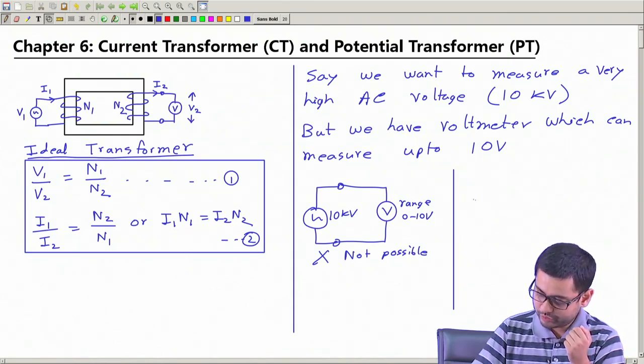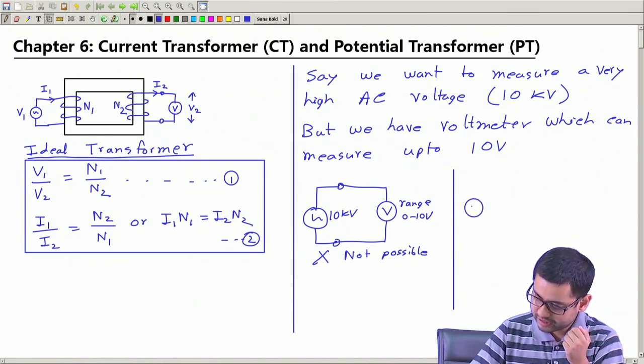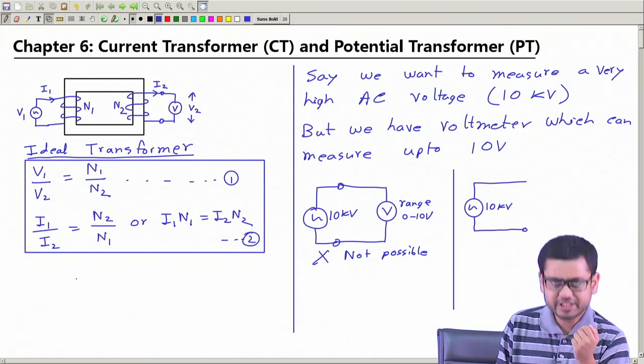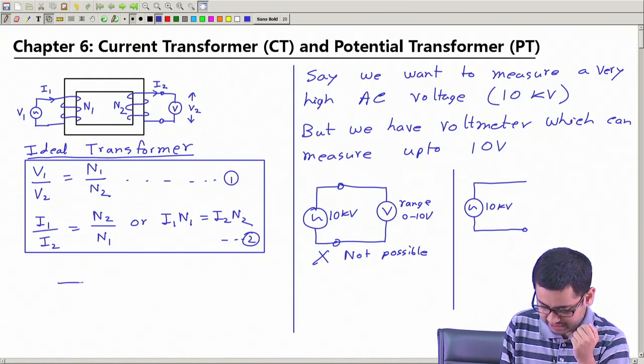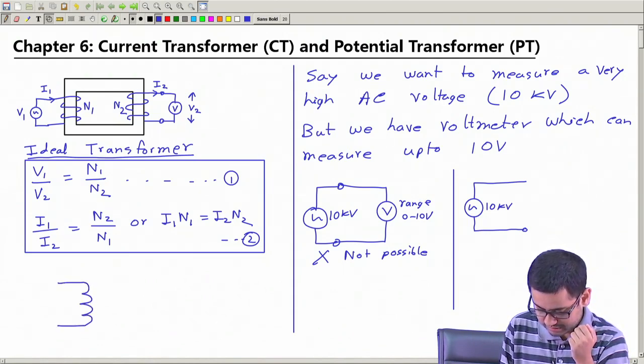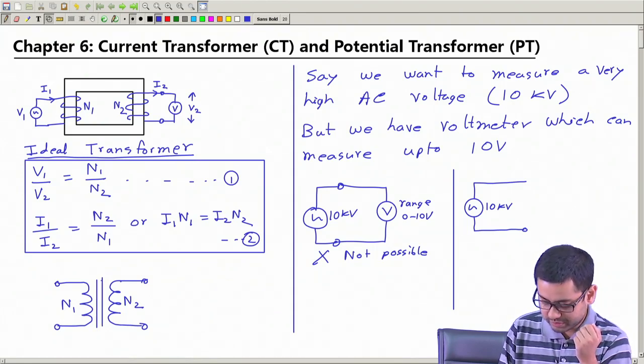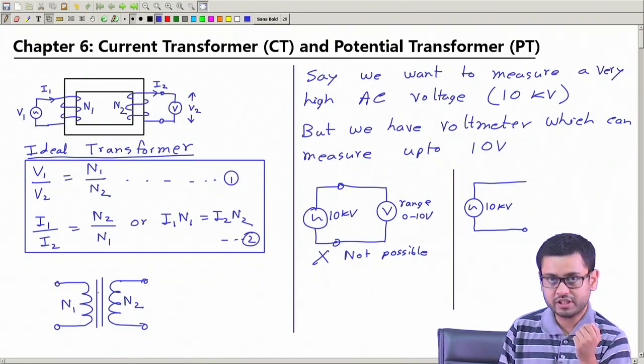So, what we can do? This is the source which is 10 kilovolt. Let us connect this to a transformer. And the symbol of a transformer is often like this. This is the schematic: primary with N1 turns, secondary with N2 turns, and if I draw these lines between them, it means it is an iron core transformer.